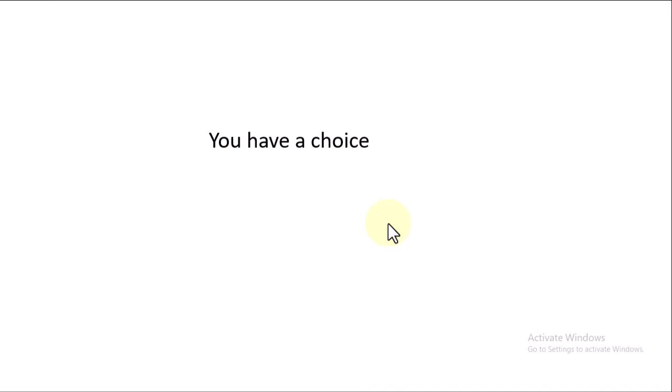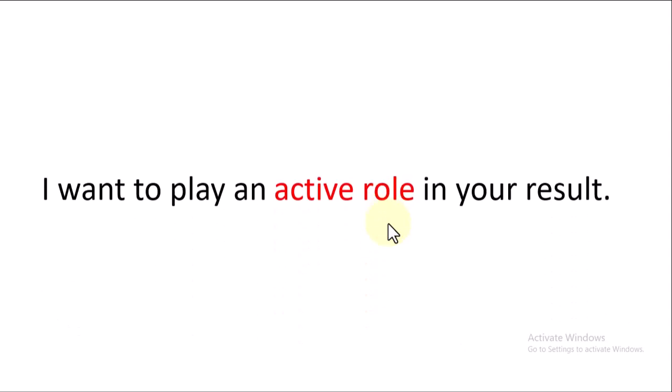Okay, now at this point you have a choice. You have a choice to either continue with my course or you continue with the way you have been and nothing is going to happen. But I want to play an active role in your results. I want to impart some of the things I've learned in Revit to you. So if you choose to stay with me, then we are going to work together.